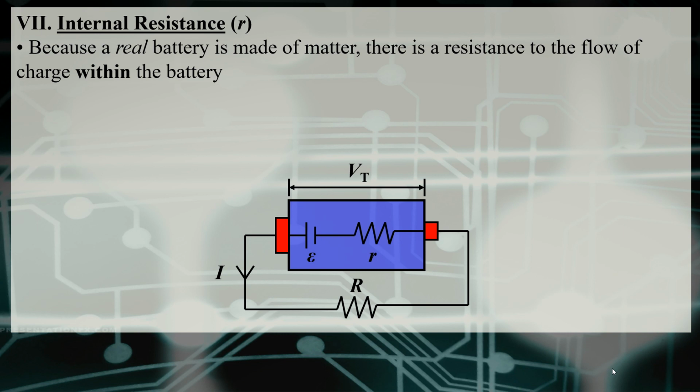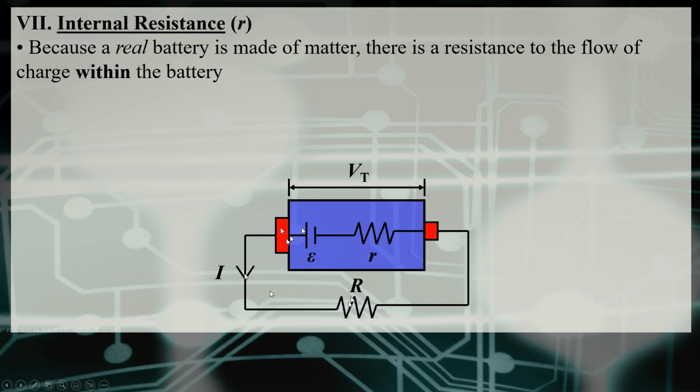So just to go through the general idea of this, because a battery is a real object made of matter, there is going to be some resistance to the flow of charge within the battery itself. Now, the picture I have for this is a really simple electrical circuit. I just have a battery connected to a single resistor. The resistor on the outside, I'm using capital R to represent its resistance, and the current through the battery is just capital I.